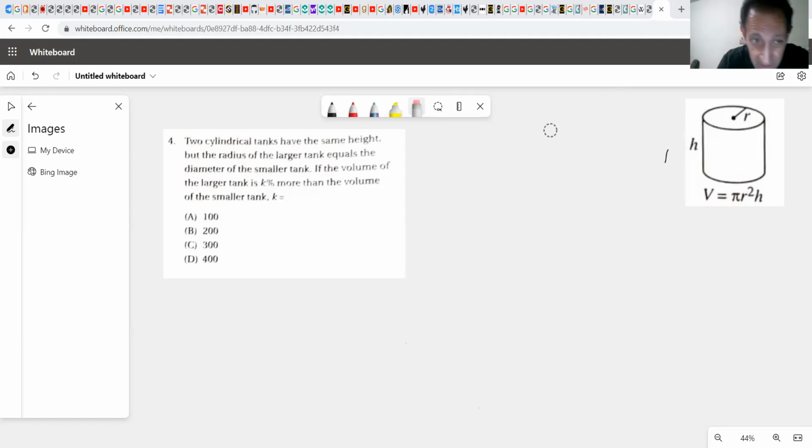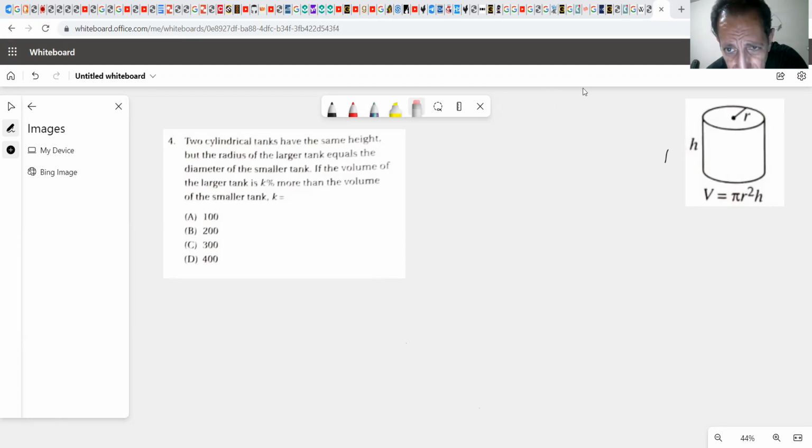The problem is: two cylindrical tanks have the same height, but the radius of the larger tank equals the diameter of the smaller tank. If the volume of the larger tank is K% more than the volume of the smaller tank, K equals... And what I did was they give you these formulas.